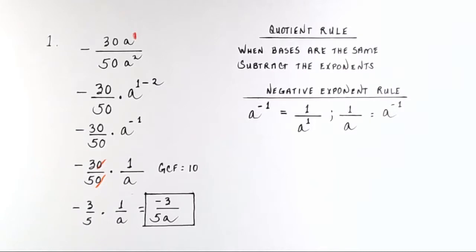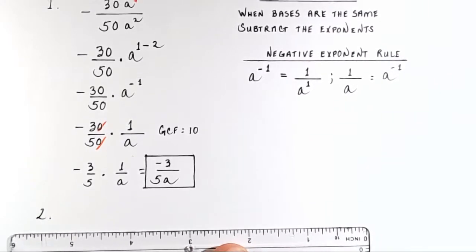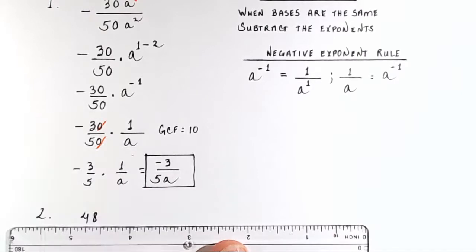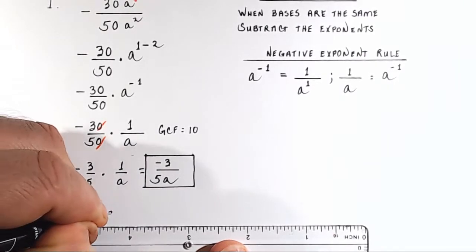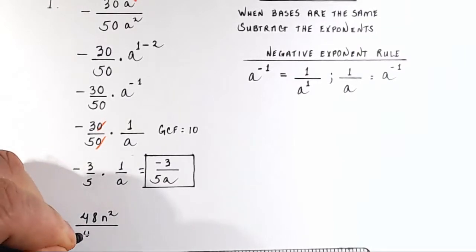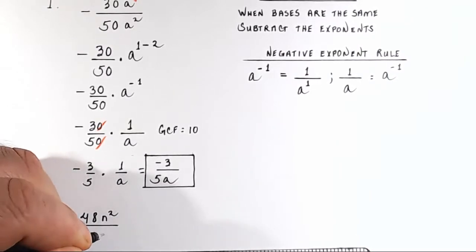Okay? So now, let's do another one. Number 2. We are given 48 n squared over 42 n.